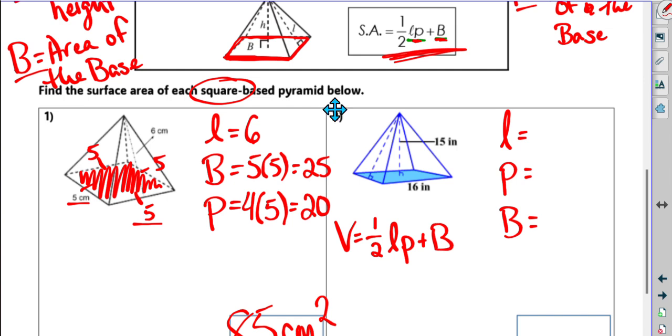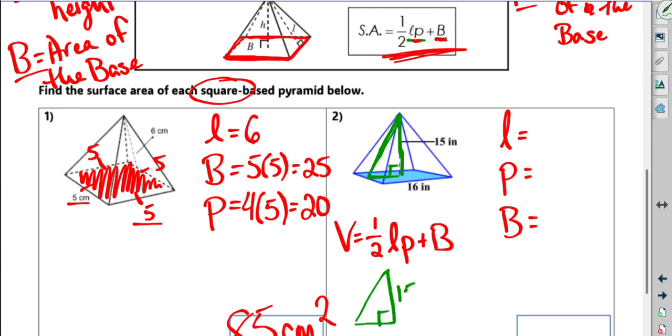So my L, I don't have that on this one. I'm looking for that side for L. I have the straight up and down height, and I have the base of that triangle, but I don't have the slant height there. So I'm going to set up that right triangle.